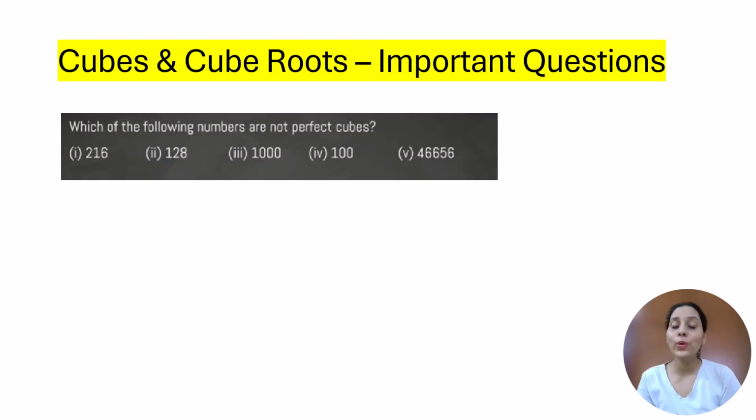Today in this video we will see some important questions on the chapter cubes and cube roots of class 8th. In my previous video I've already explained all the concepts of this chapter.